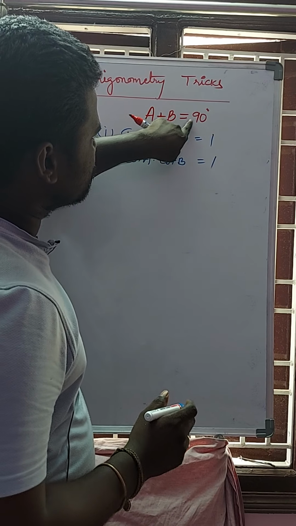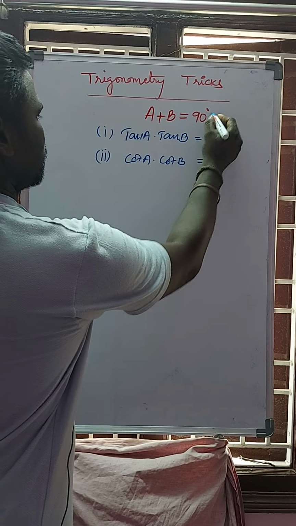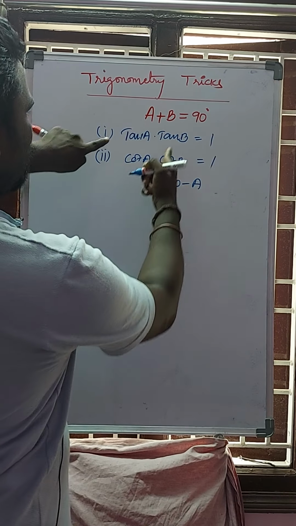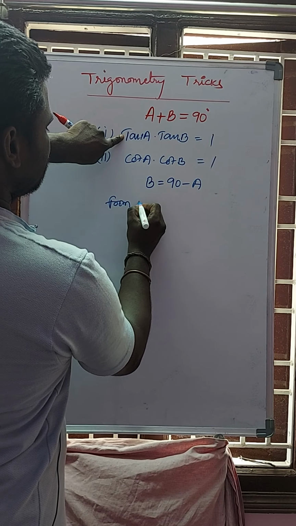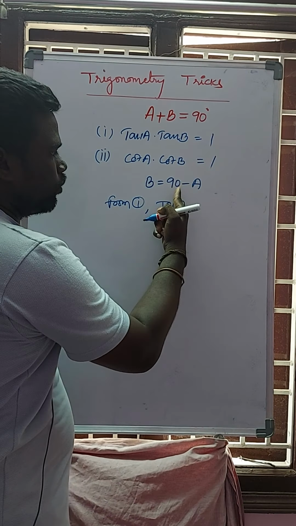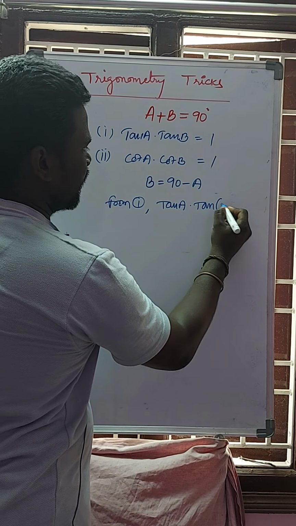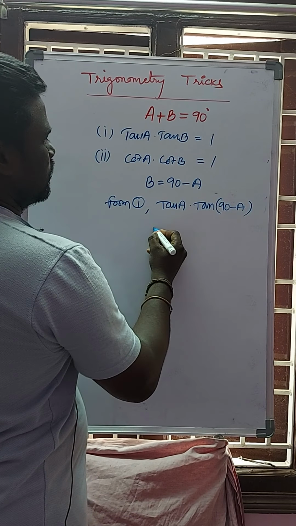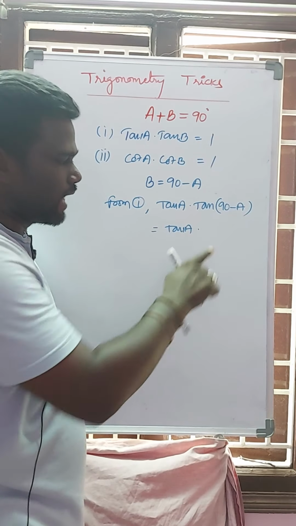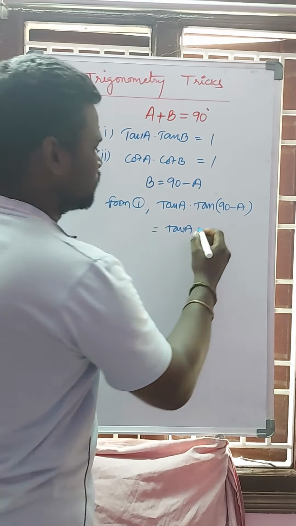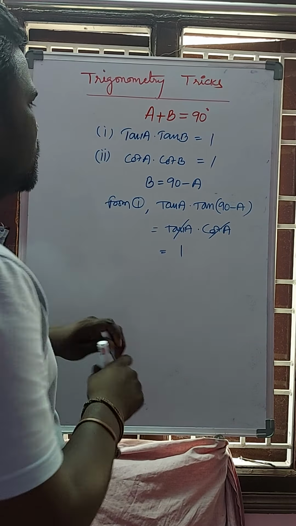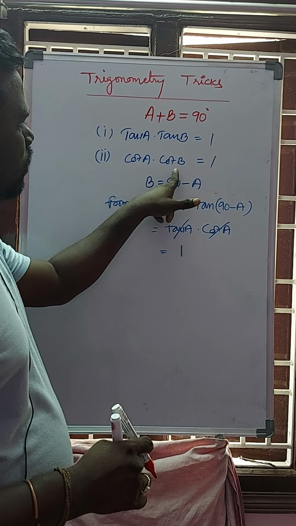If A plus B equals 90 degrees, then B equals what? 90 minus A. Now substitute here from 1: tan A into, in place of B we have 90 minus A. Then tan A into tan 90 minus theta. So tan 90 minus theta is what? Cot theta. So what we get finally? Cot A. So tan A cot A gets cancelled, we will get 1. Similarly, cot A into cot B equals 1.